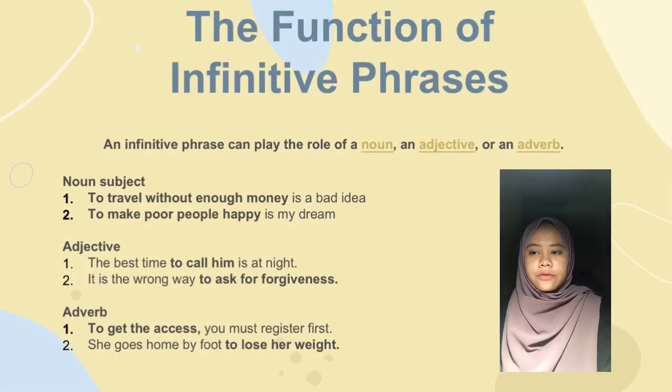The function of infinitive phrase. An infinitive phrase can play the role of a noun, an adjective, or an adverb. Noun, subject. Example 1. To travel without enough money is a bad idea. Adjective. Example 1. The best time to call him is at night. Adverb. Example 1. To get the access, you must register first.